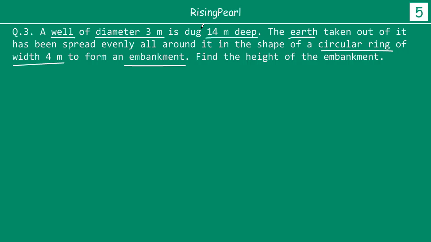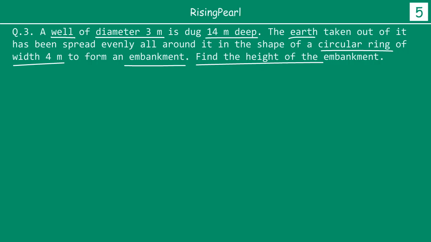Basically, when you dig a well, you have the ground or the earth that comes out, right? Because on a flat land, if you dig, then you are going to get a lot of dirt or earth or soil that comes out, and that you have to keep somewhere. So we are going to keep them in a circular ring which is 4 meter wide. And then as you keep piling on it, it is going to be of a certain height. So what is the height of the embankment?